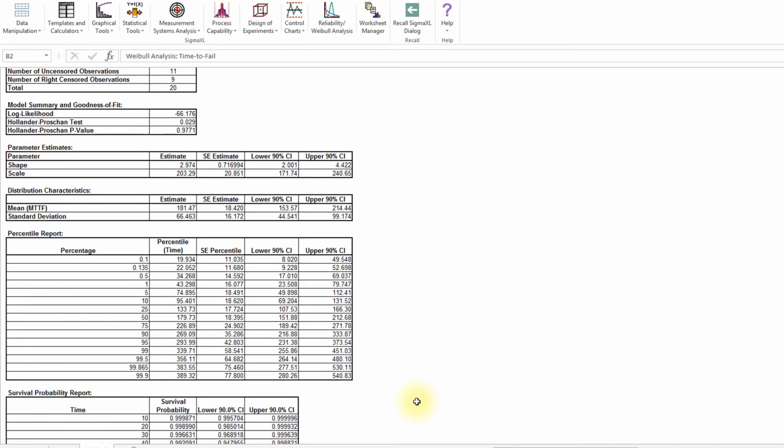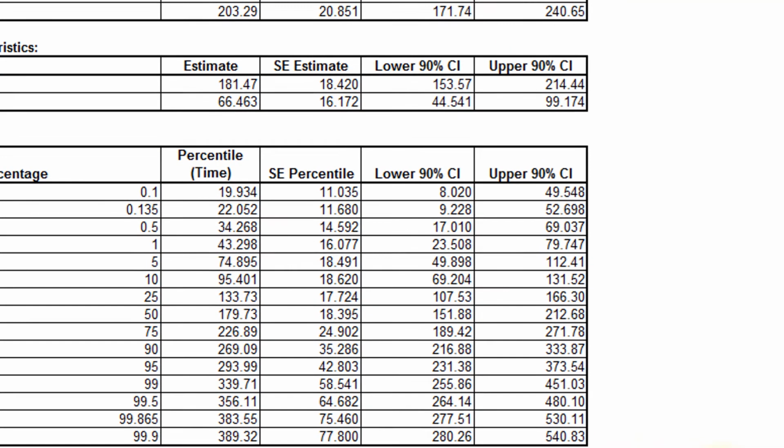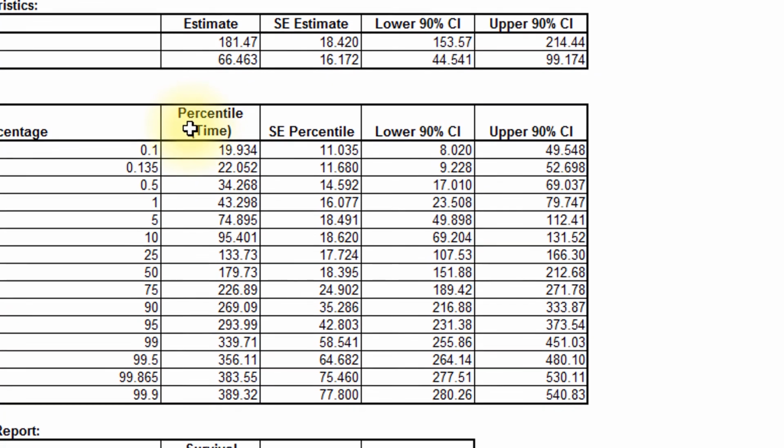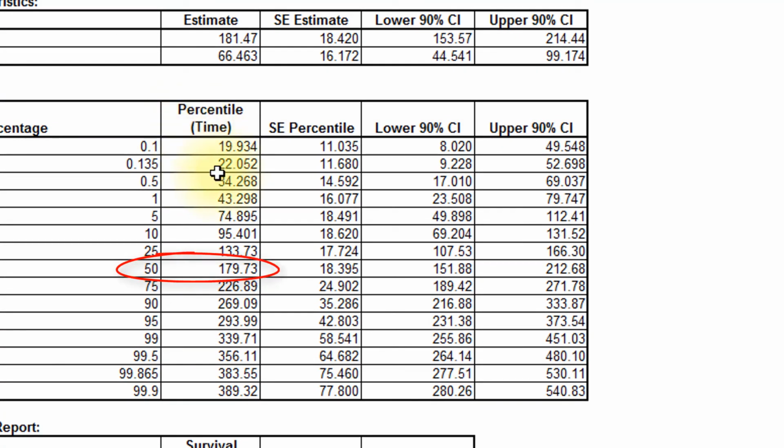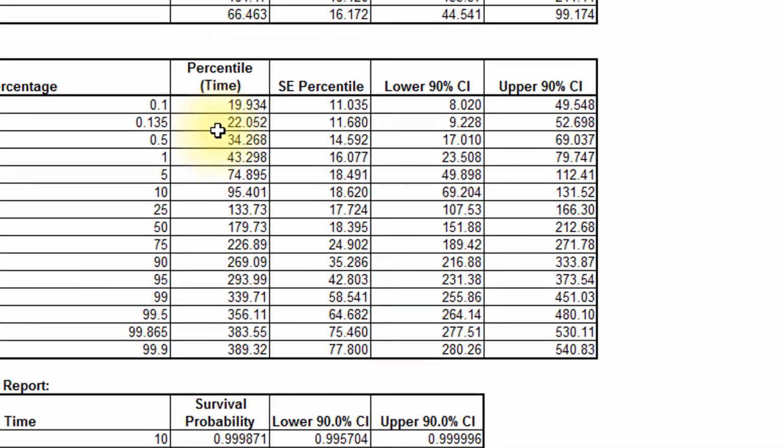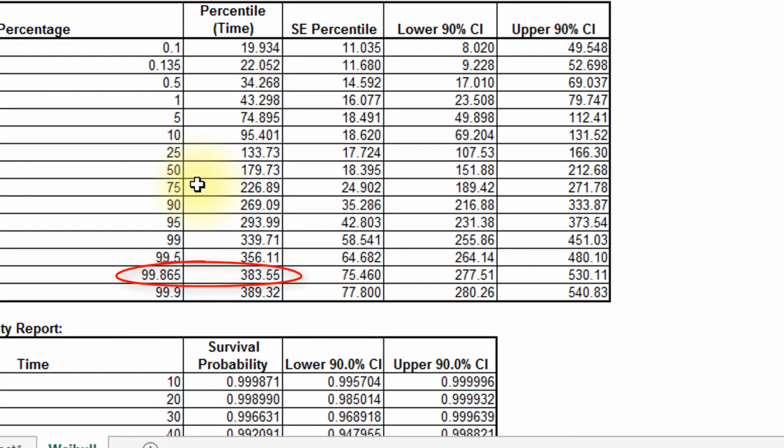The percentile report can also be used to determine control limits for non-normal data. The lower control limit is the 0.135% value, which is 22. The center line is the 50% value, 179.73 as mentioned before, and the upper control limit is the 99.865% value, which is 383.5.